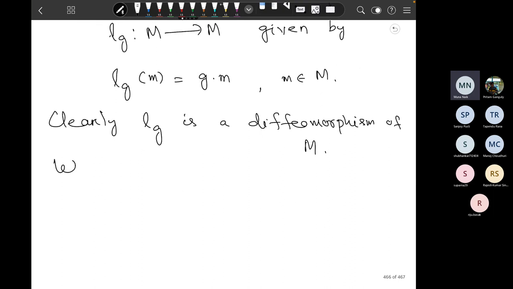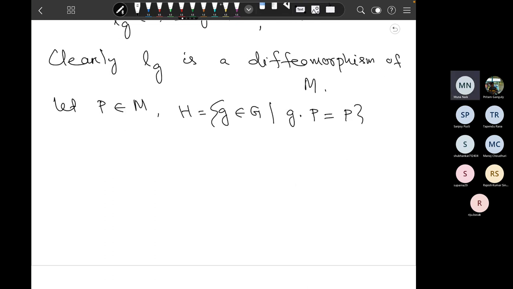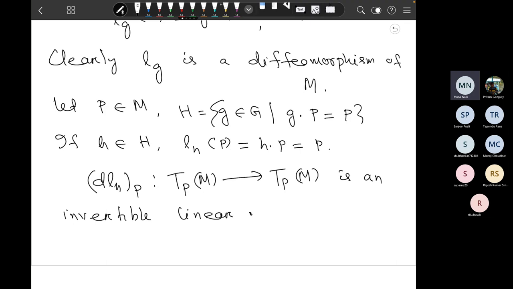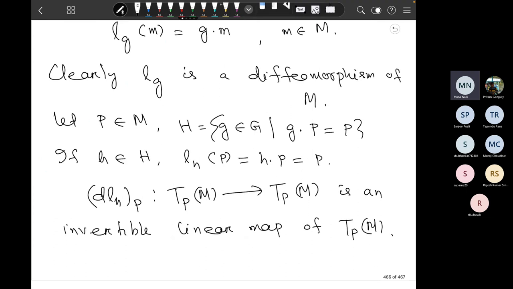Now let p belong to M, and H is equal to the set of g belonging to G such that g dot p is equal to p. This is the stabilizer of p inside G. So if h belongs to H, then L_h(p) is really h dot p, which is p. So if you look at the derivative of L_h at p, this will be a linear map from T_pM to T_pM. Because L_h is a diffeomorphism, this dL_h at p is an invertible linear map of T_pM.